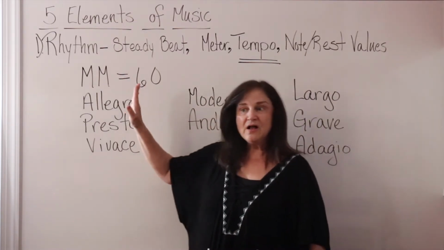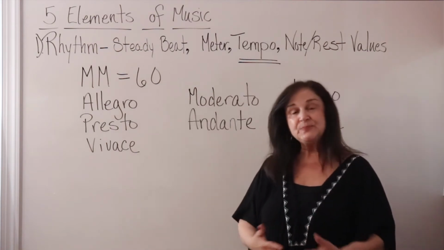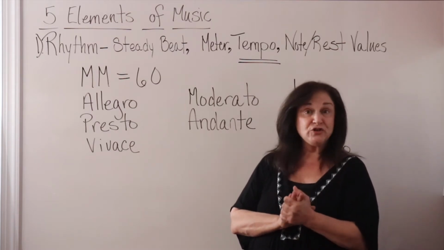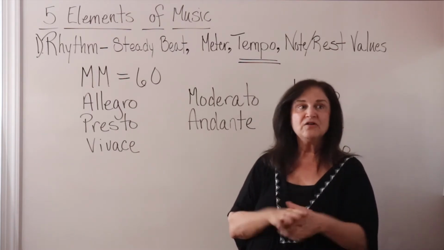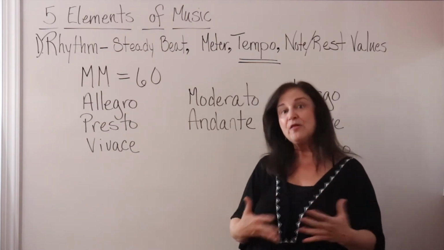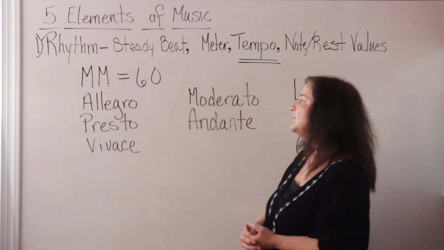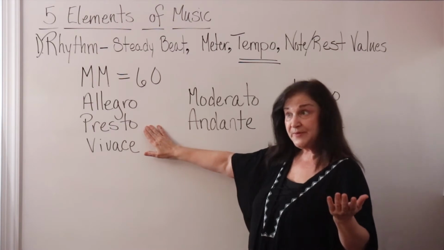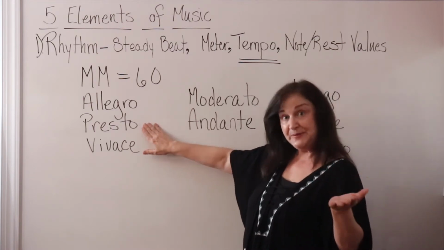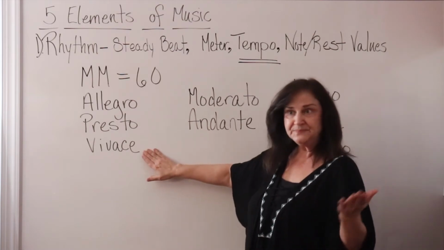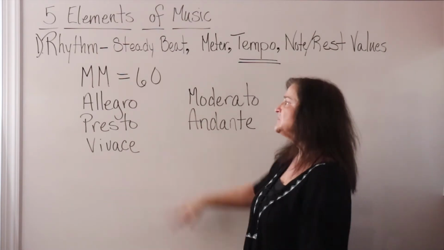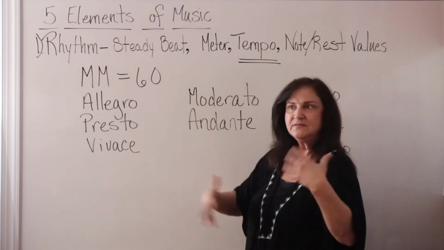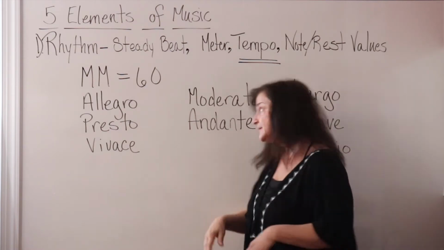There are also Italian words that represent speed. Most of the words that we use to give direction in music are in Italian, because a lot of the development of music originated in Italy. So we have allegro, which means happily, lively. Presto, which means very fast. This is as fast a speed as you can possibly play. Vivace, vivacious, with a lot of life. So allegro is more happy, lively. Vivace is lilting and very fast, and then presto is the fastest.